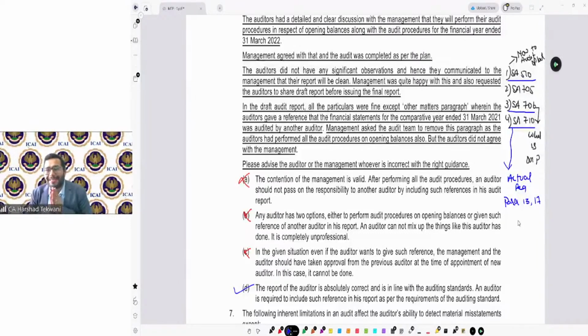But when we go to SA 710, that SA specifically puts this requirement that you need to disclose this matter and other things along with it. Not only the audit report that was issued by the preceding auditor, but the type of opinion and the date of the report also are required to be mentioned in this paragraph. So, reporting in my audit report with respect to the preceding auditor, his opinion, and his date of audit report is as per SA 710.